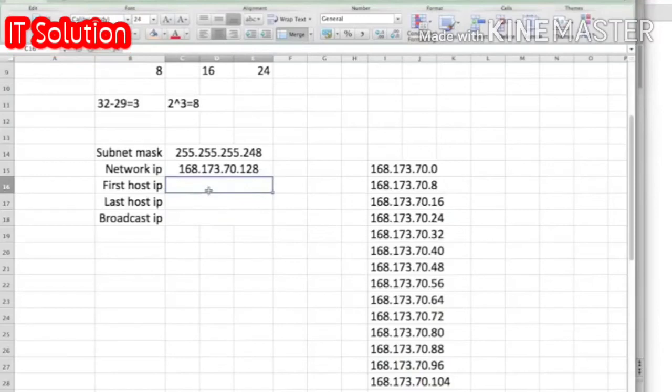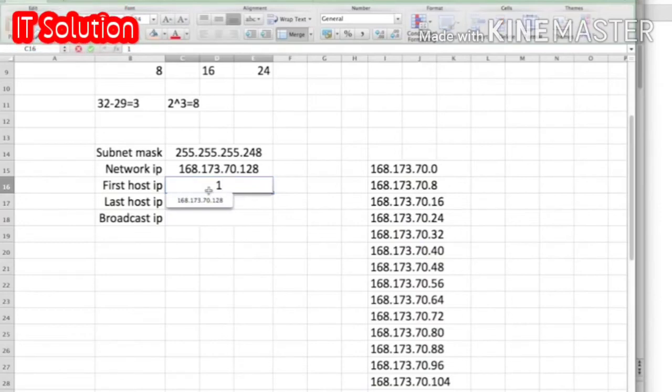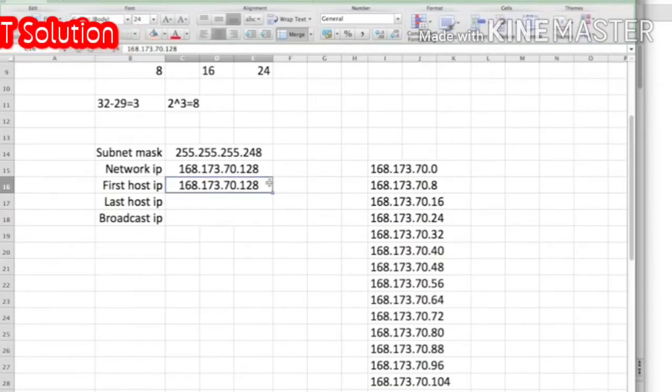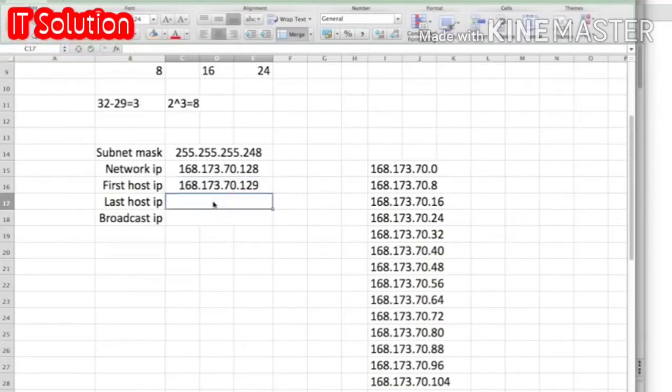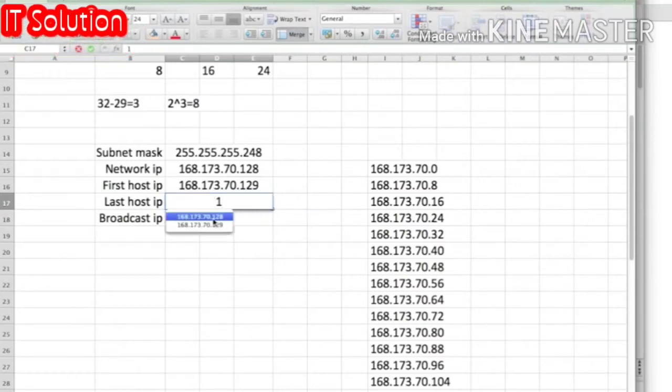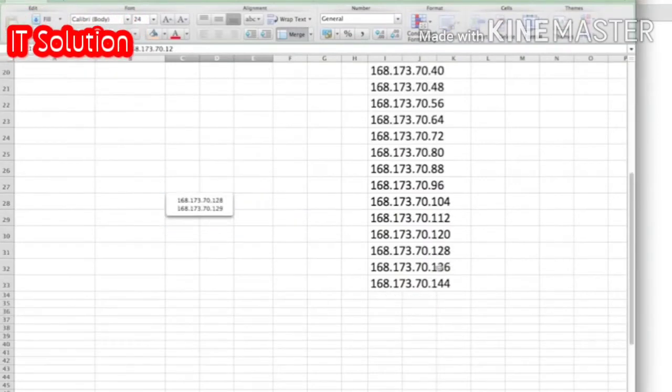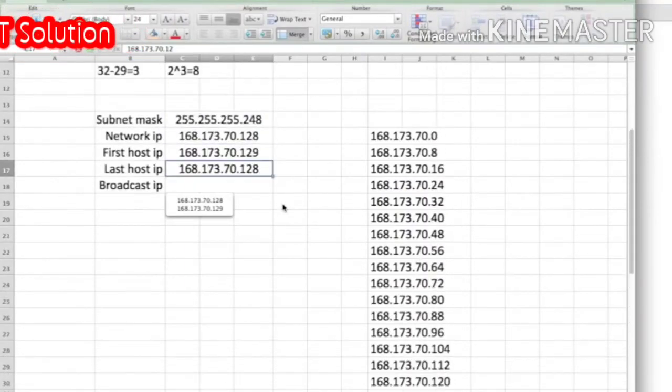So what's the next available IP? Remember, we can't use 128, right? So what's the next available IP? Well, the next available IP is just 1 over, right? So that would be 129. And the last available IP? Well, the last available IP would be, if the next one is 136, we subtract 2 from this, so 134.